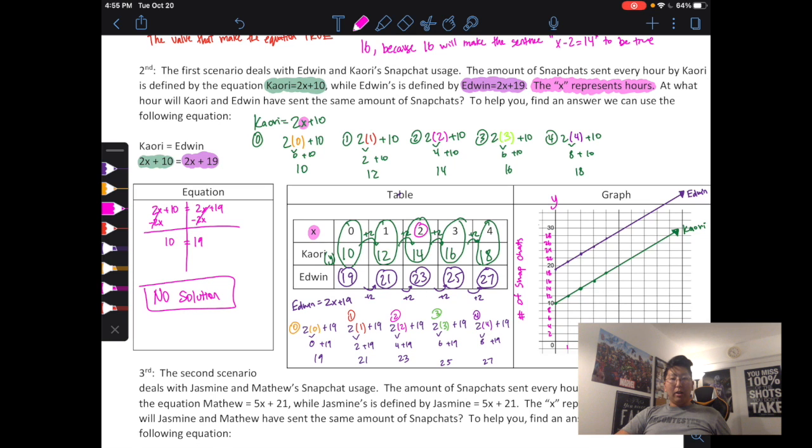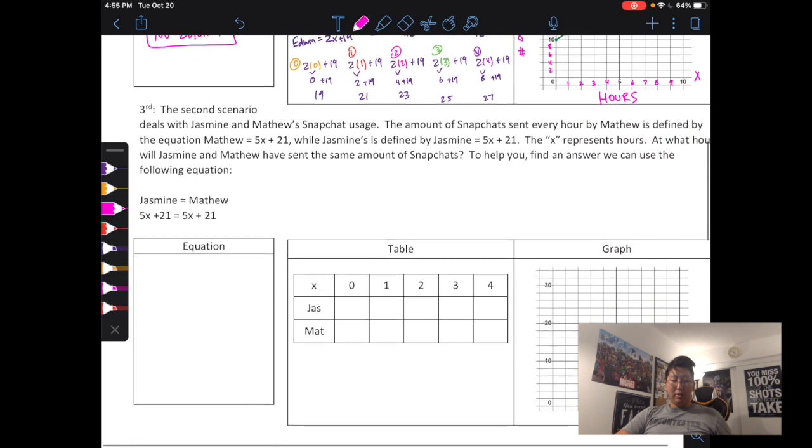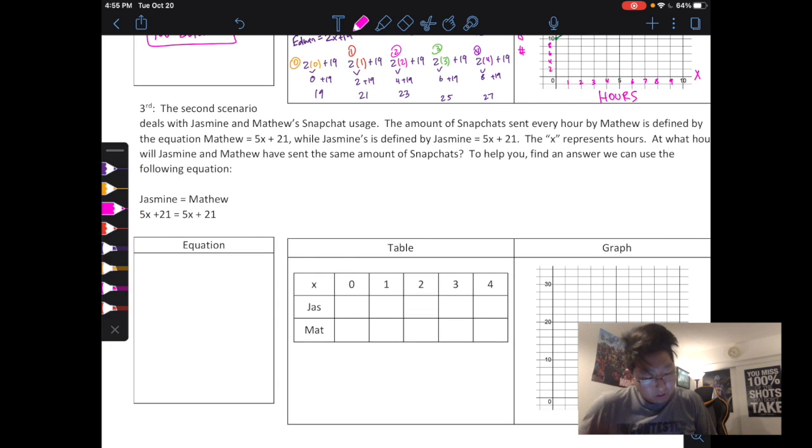Now let's take another scenario of Snapchats. The second scenario deals with Jasmine and Matthew's Snapchat usage. The amount of Snapchats sent every hour by Matthew is defined by the equation Matthew equals 5x plus 21. While Jasmine is defined by Jasmine equals 5x plus 21. Oh, they both have 5x. The x represents hours. At what hour will Jasmine and Matthew have sent the same amount of Snapchats? To help you find an answer, we can use the following equation.